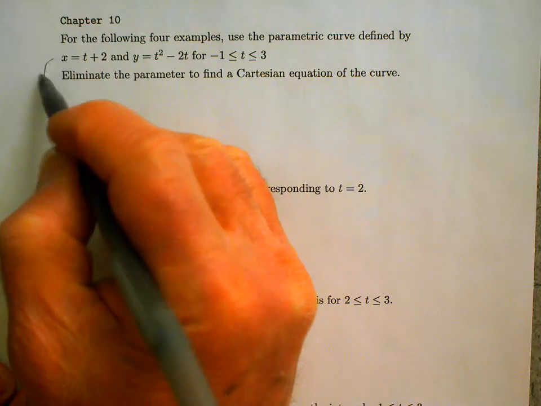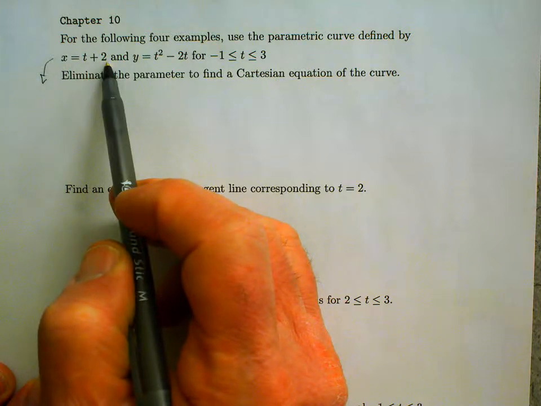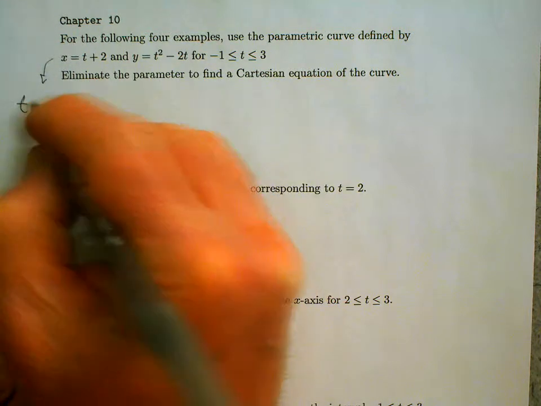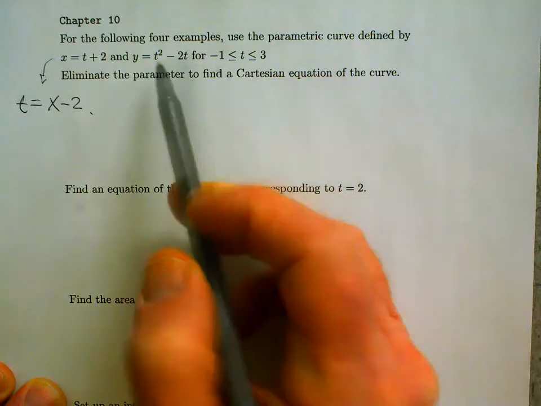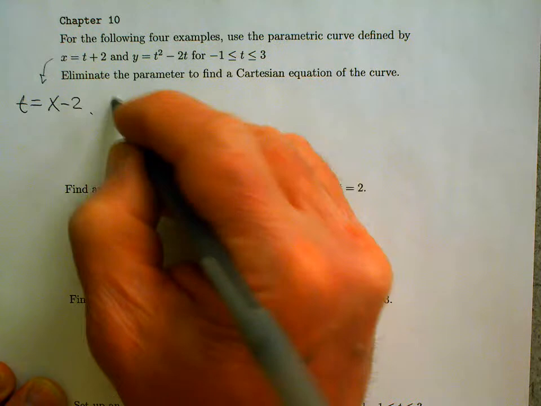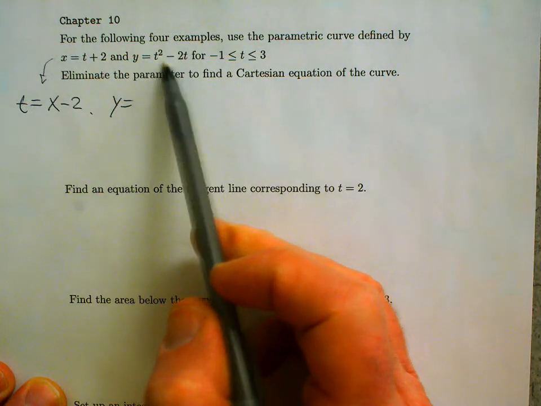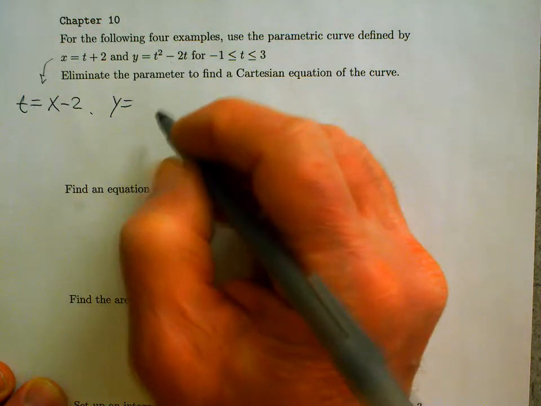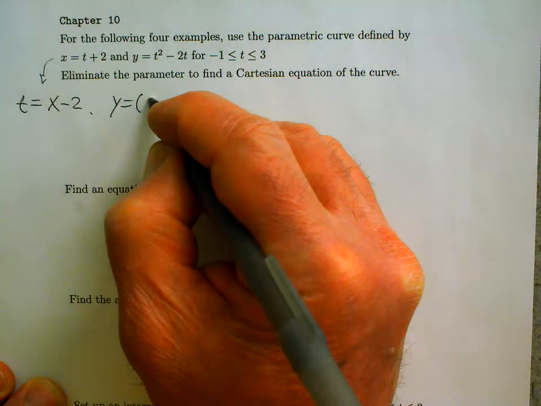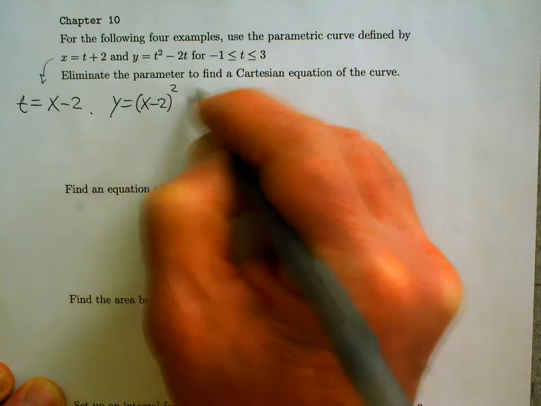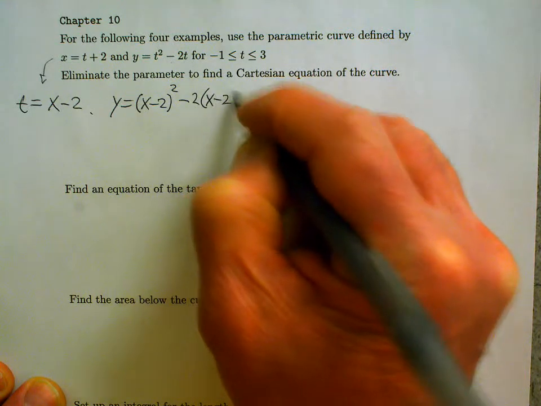So the easiest thing to do is first solve x equals t plus 2 for t. So t is equal to x minus 2. And then in the other equation, instead of y equals t squared minus 2t, we have y equals, replace t with x minus 2. So we have y equals the quantity x minus 2 squared, minus 2 times the quantity x minus 2.